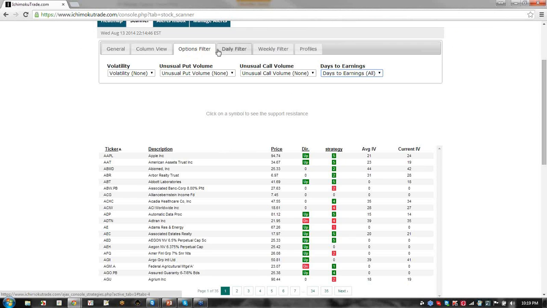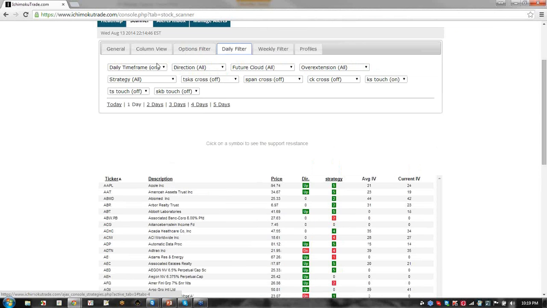Okay, so that's your options filter. Now here's your daily filter. So your daily time frame is on. Here you could choose wherever you want to have direction up or down. So this looks at price being above the cloud or below the cloud. This right here looks for the future cloud, Senkou Span A and B, to be bullish or bearish. This looks for overextensions. This looks for all the strategies that you had earlier. Everyone see that? So this is basically 1, 2, 3, 4, and 5.